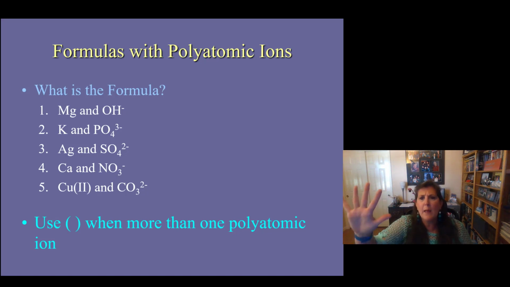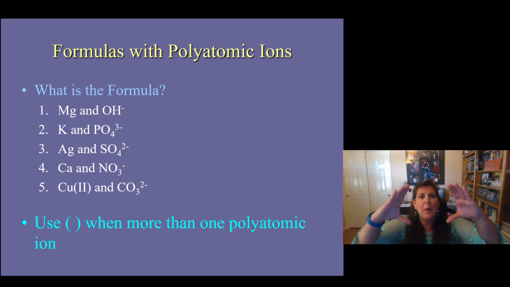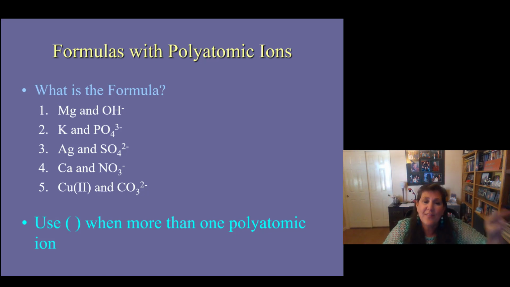So I could write MgOH2, except the 2 would only go with the H. How can I show that I need 2 OHs? That's right, I put them in parentheses. So I'm going to have Mg, OH in parentheses, and then the 2. Very good. All right, I want you to try the rest on your own.